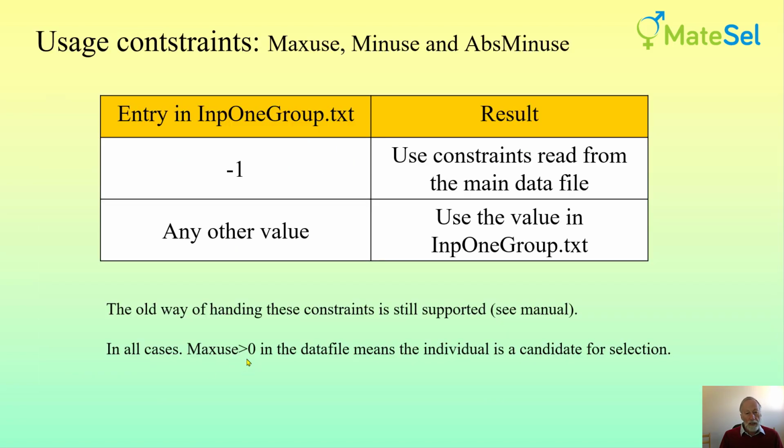And in all cases, if Maxuse is greater than 0 in the data file, that means that individual is a candidate for selection. So that if a Maxuse of 25 for a male, for example, is in the data file as a candidate, and that 25 Maxuse will be used if the InpOneGroup.txt file has a -1 for Maxuse for males. Otherwise, it will be overwritten by any other value that you put in that file.